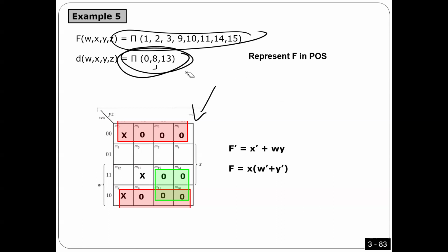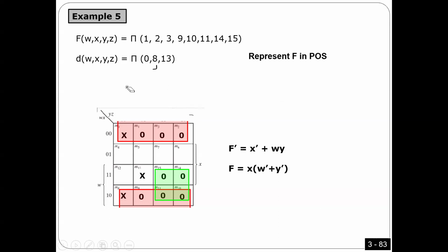Okay. So anyway, similar to what I explained before, you need to group the zeros, and also you can take advantage of the don't care. Here, in order to group the zeros, it's very clear that if I consider this don't care zero and this don't care zero, I can make a very big group of 8, which is actually x prime.